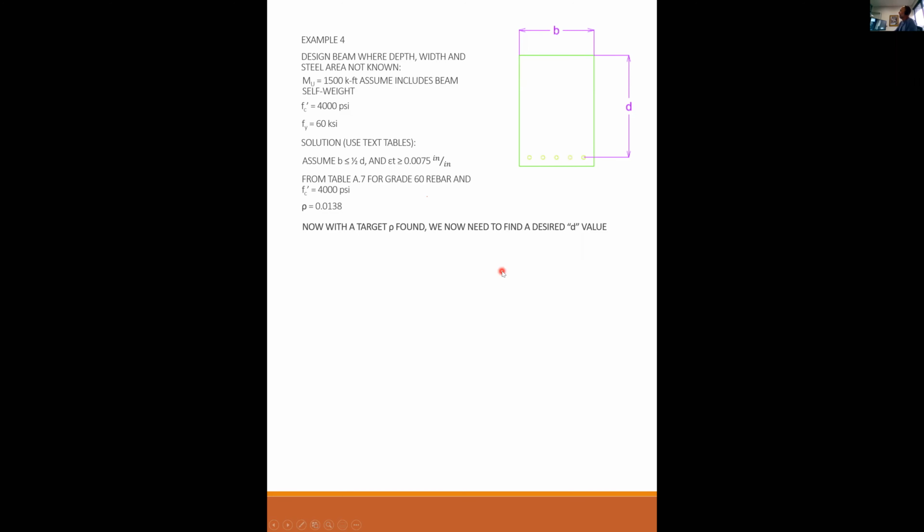So with a target rho found, we now need to find a desired D value. We use our reinforcement index, Mu over phi B D squared. I don't know B, I don't know D, so I can't use this, but I know that this is equal to this. And this I can use because I have a target rho, and I have Fy and F prime C. If I plug in my target rho, my grade, and my concrete, I get 0.747 KSI, or 747 PSI.